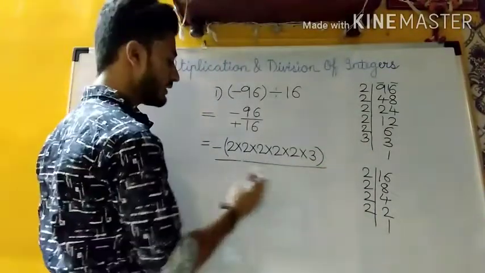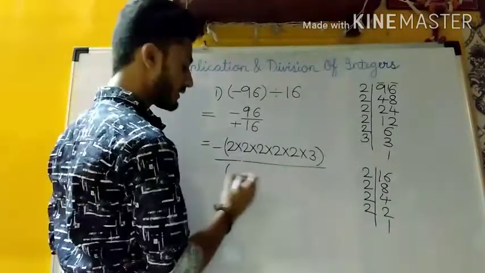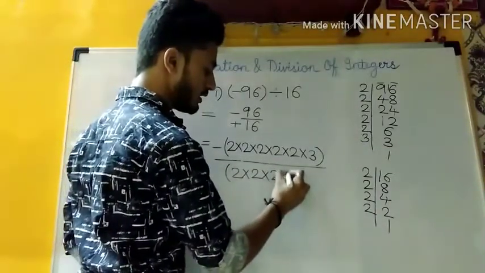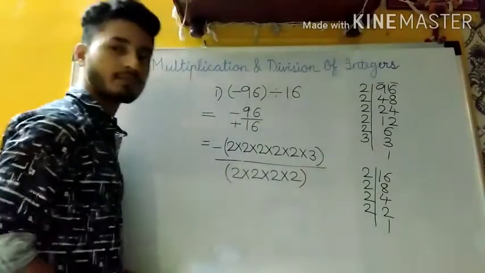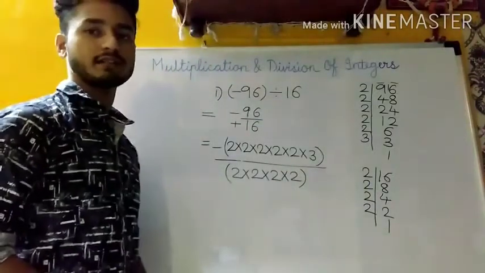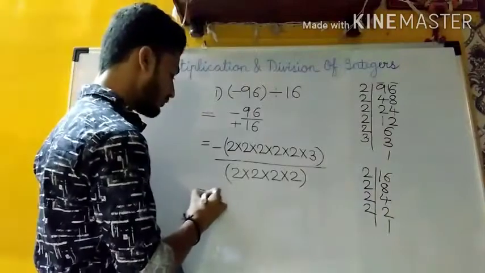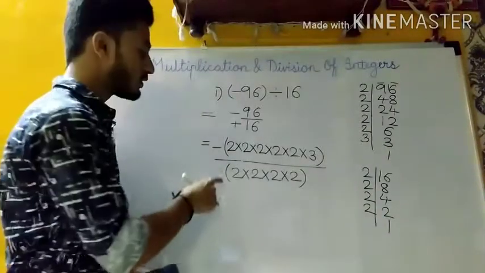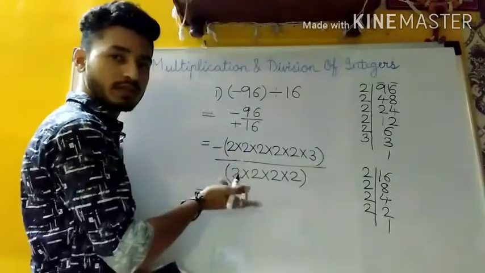Then for 16, what are the prime factors? Yes, 2 multiply by 2 multiply by 2 multiply by 2. Okay, so these are your prime factors. Now the next step is that we have to cancel out the common terms of numerator and denominator. So this 2 and this 2 will get cancelled.